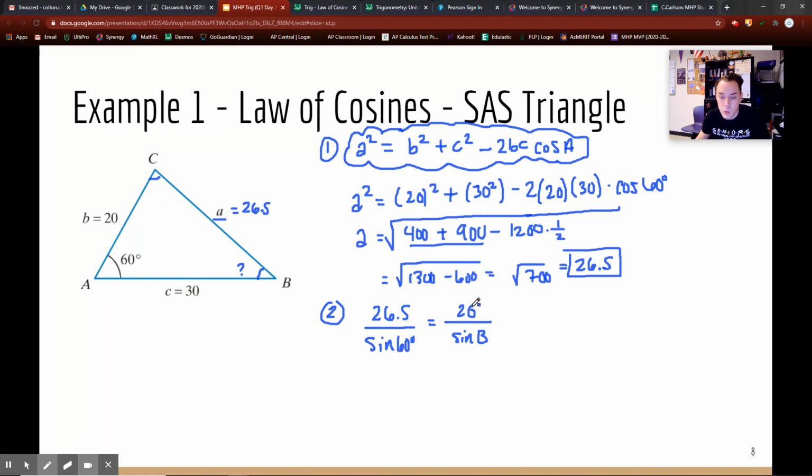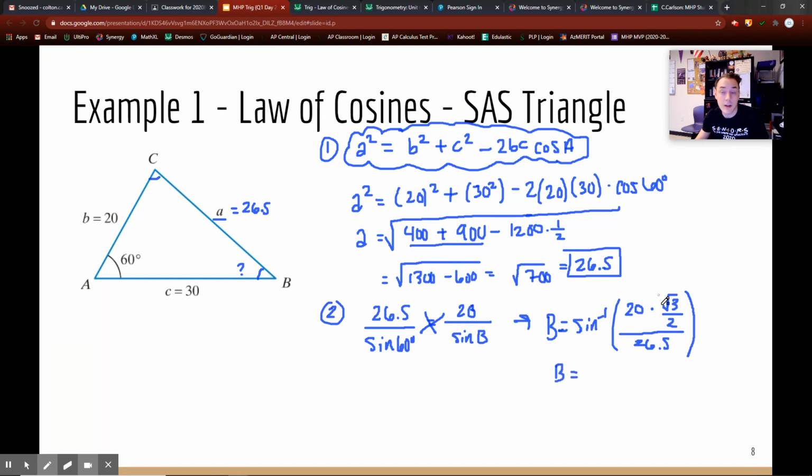Now, when I solve all this, when I simplify it all, it's going to be something like this. B equals the inverse sine, when I cross multiply and divide, of 20 times sine of 60 degrees. Sine of 60 degrees, I'm actually going to evaluate that. That's radical 3 all over 2. And then all over 26.5. Awesome. So now what does B equal?